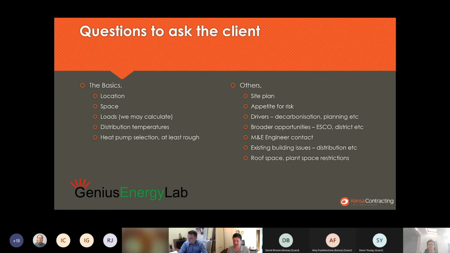Have we got any existing building issues? So retrofit scenarios, what are we looking at distribution wise in those buildings? It's very unusual that you're going to have to rip the whole lot out and start again, but it can happen. And then any plant space requirements, rooftop space restrictions and so on, they are also useful to understand. So that's a bit of a brain dump on what's the useful information to build and base good quality ground loop design on.